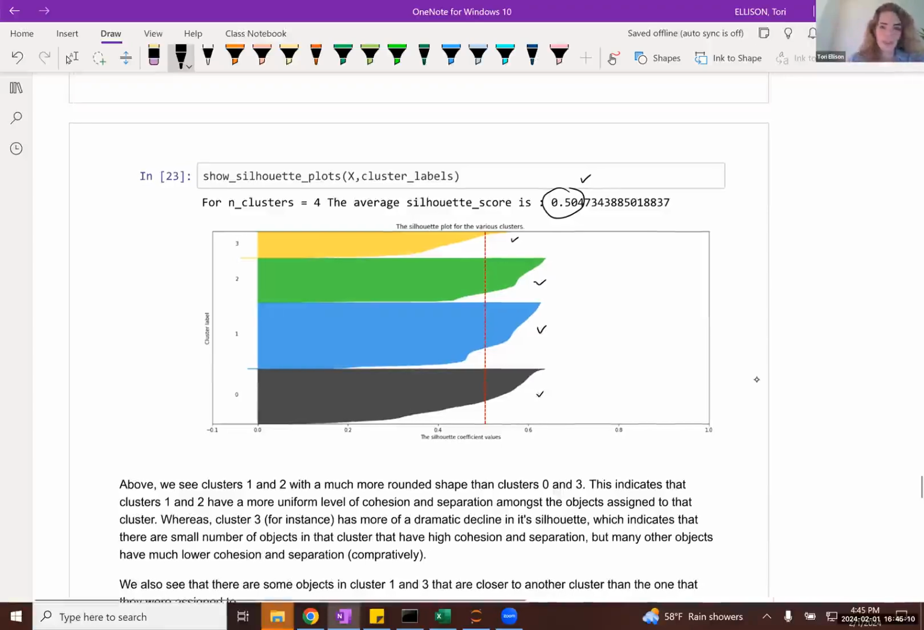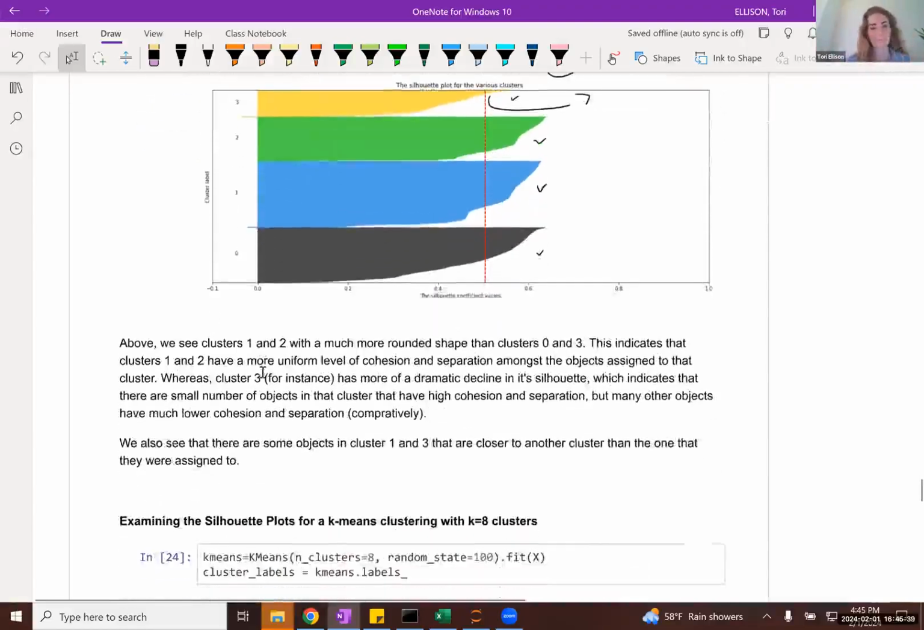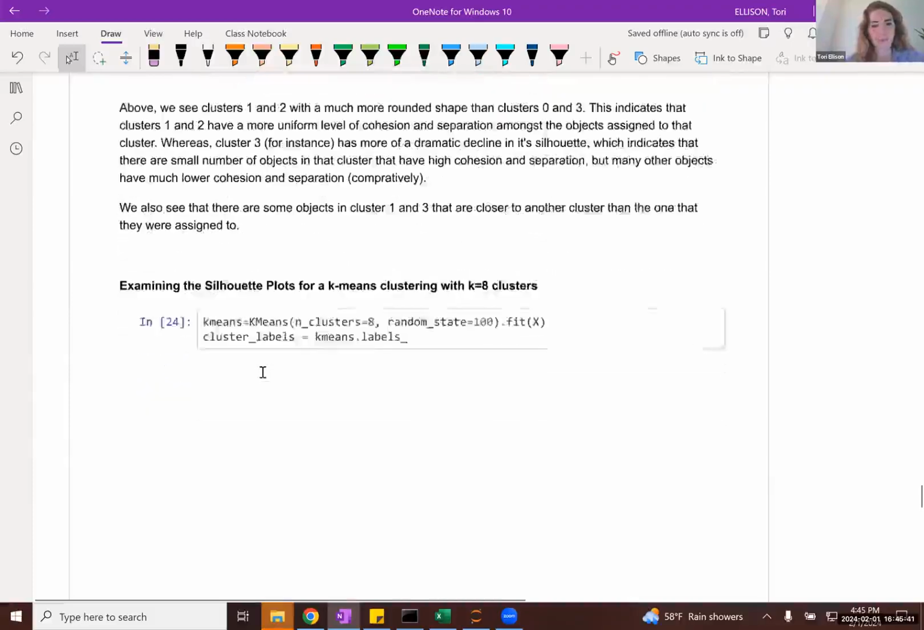So we can see that on average these silhouettes are higher, but it does look like, for instance, cluster 3 has the worst cohesion and separation because on average these points are a lot lower. We also see that cluster 3 and cluster 1 have points with negative silhouette score values, which indicates that there are a few points that are in fact closer to some other cluster than the cluster they were assigned to. Okay. And yeah, quickly running out of time here.